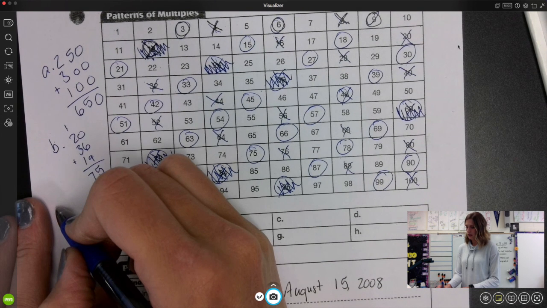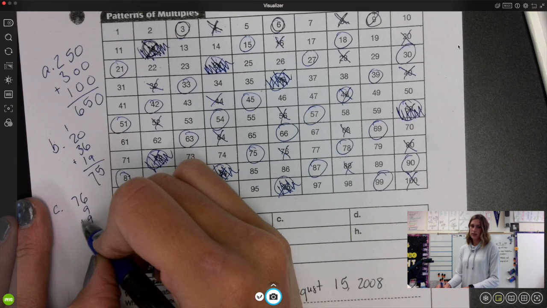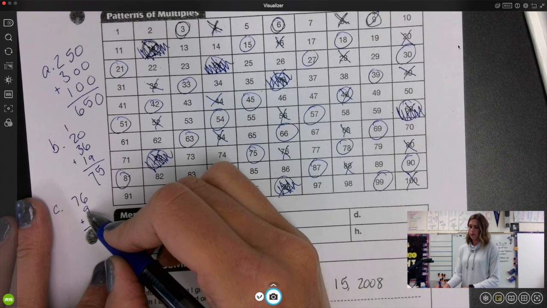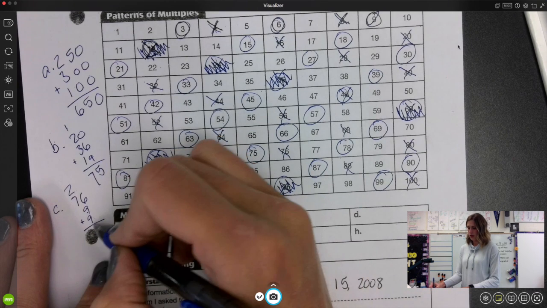C says 76 plus 9 plus 9. 9 plus 9 is 18. Plus 6 more is going to be 24. So 2 up, 4 down. And 2 plus 7 is 9. So we get 94.